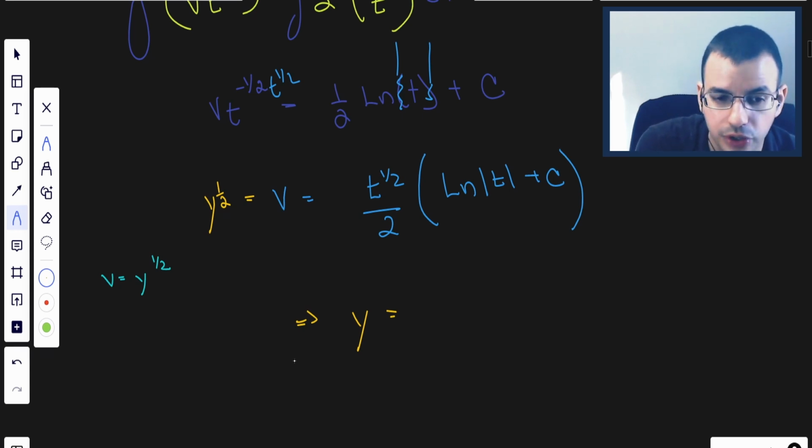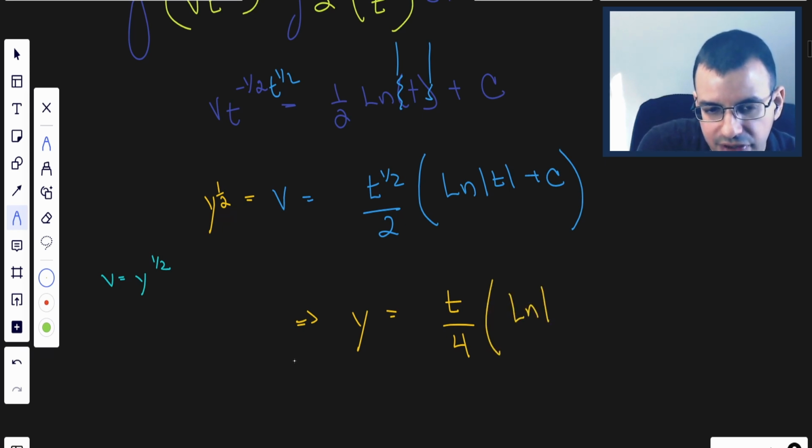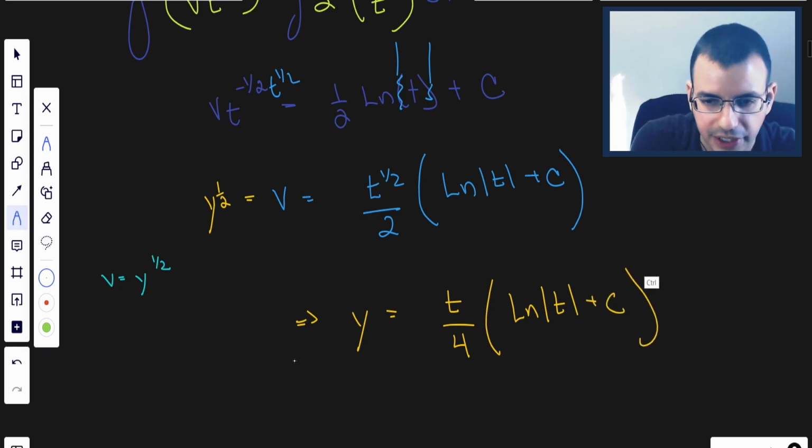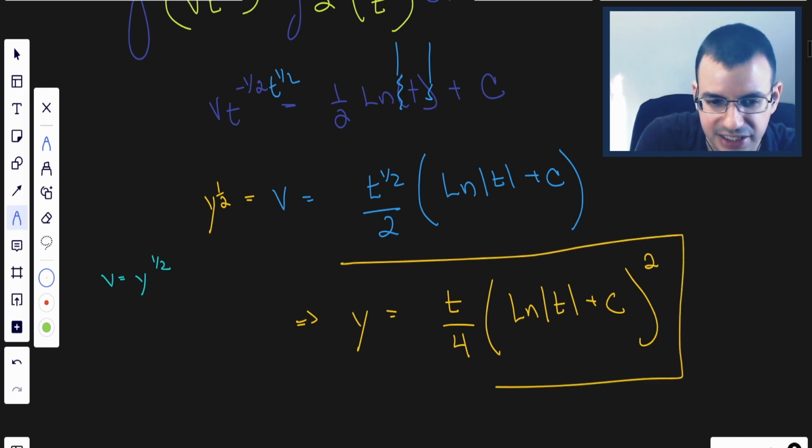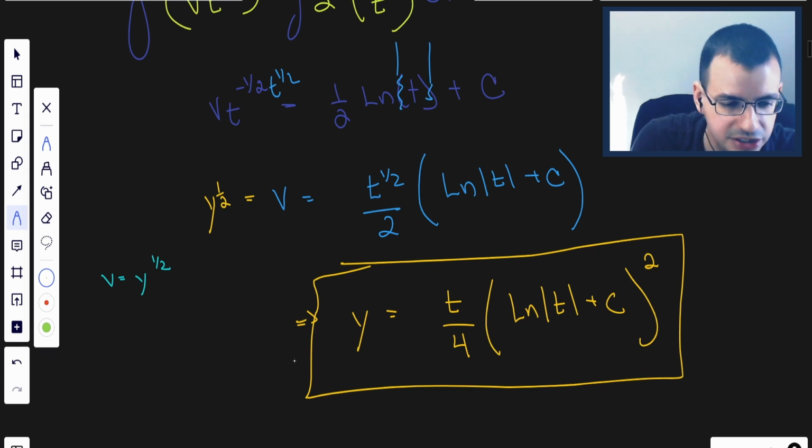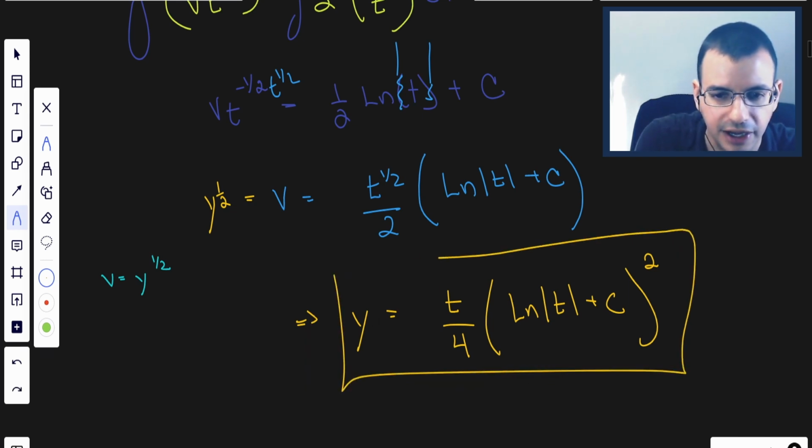So big finish, grand finale: this squared. t to the 1/2 squared is t, 1/2 squared is 1/4, and then we're going to have natural log of t plus a constant, squared. Now, since we're not given an initial value, we can't actually find what that c is. But that's okay. This is going to be our final answer.